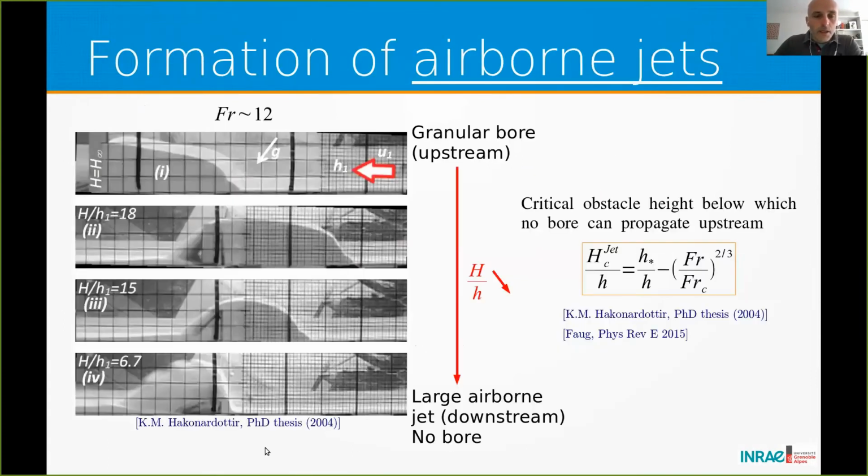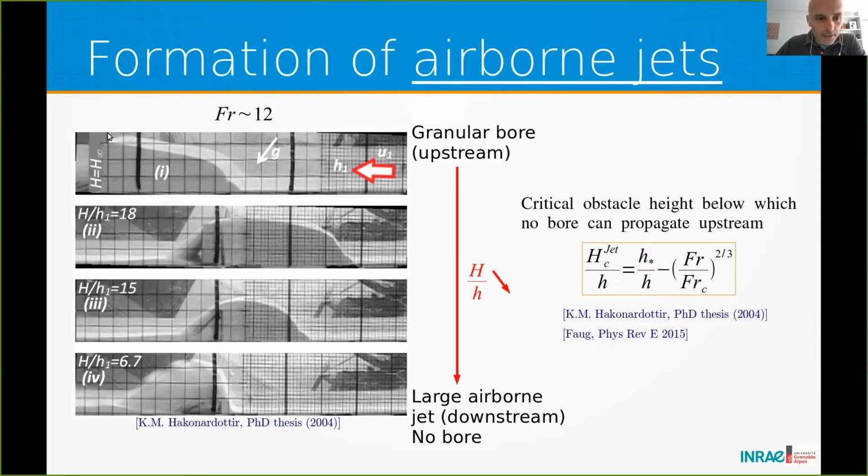Okay. So here I recall this typical situation where you have a big flow which is very fast that impacts a wall which is very high. So the height can be considered as infinite because the flow cannot overflow. The Froude number here is 12, so it's a very supercritical flow. So you form a jump that propagates upstream.